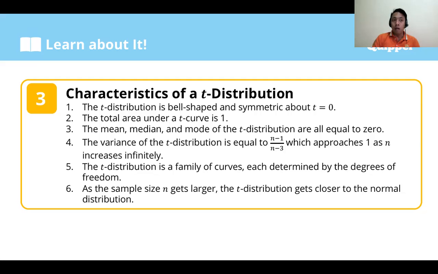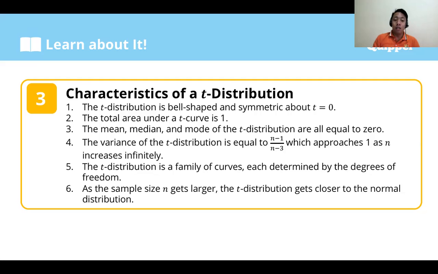Hindi, kumbaga hindi siya parehas sa z-test because in our z-test, the mean, mode, and median are nasa gitna nga sila but then it's not 0. Correct? Meron tayong value ng mean na kinukuha sa z-test. Correct? But here, in the t distribution, those three are all equal to 0. The variance of the t distribution is equal to n minus 1 over n minus 3, okay? Which approaches 1 as n increases infinitely.